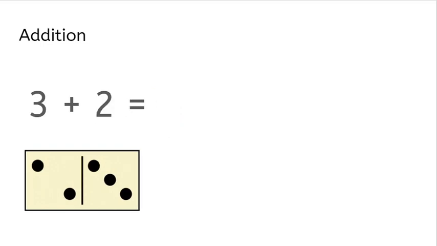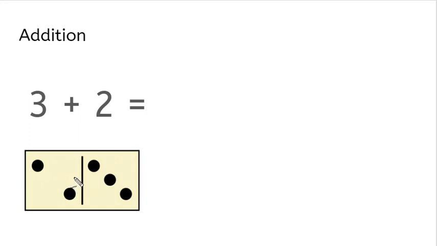Let's try another one. Here we have the problem 3 plus 2. The 3 and the 2 are in a different order than they were before, but that's okay. We can still use the same domino because we still have a side with 3 dots and a side with 2 dots. The order doesn't matter.